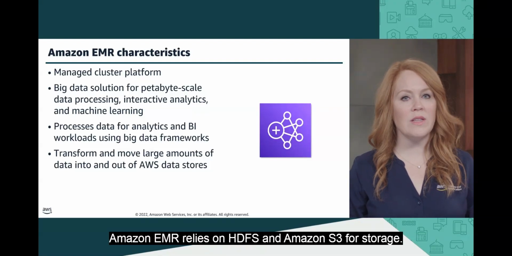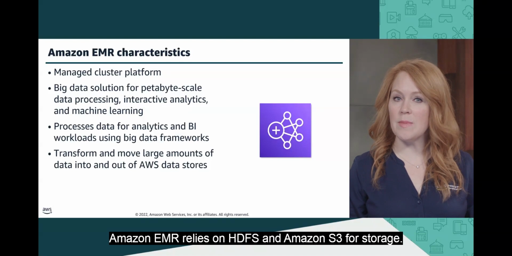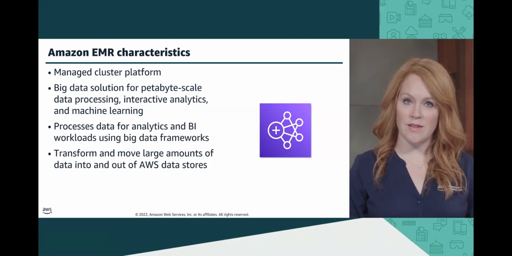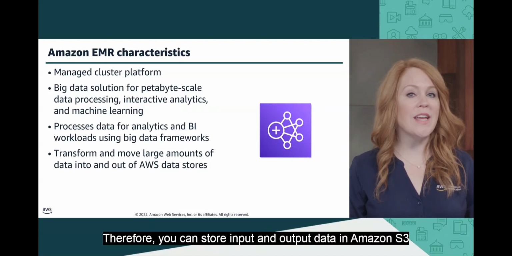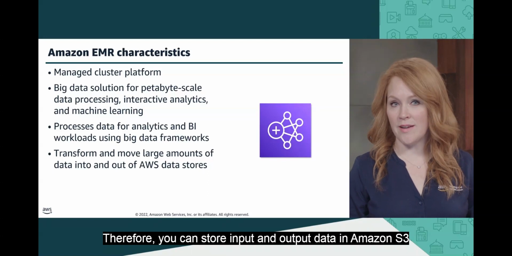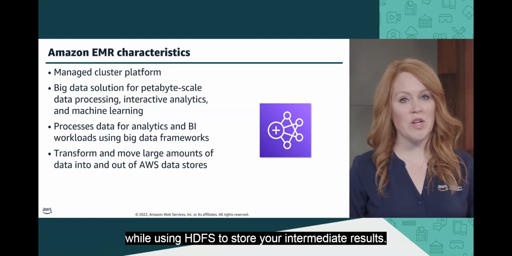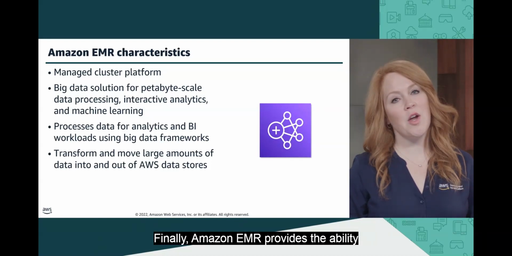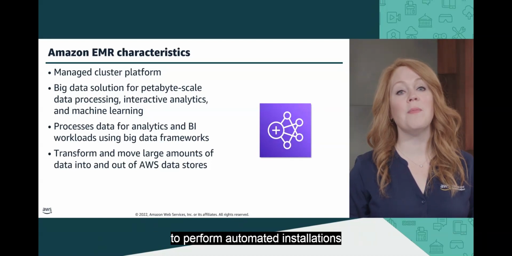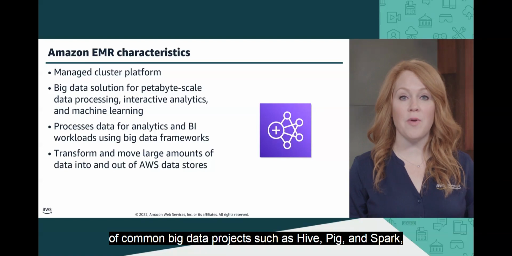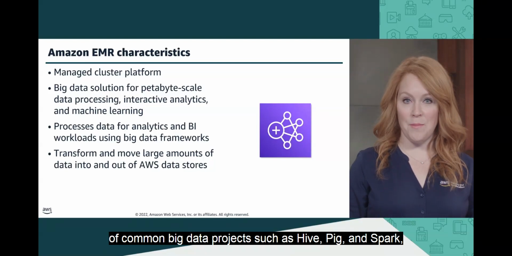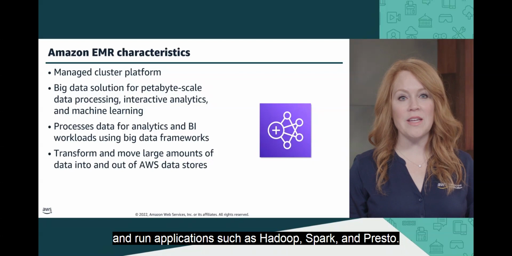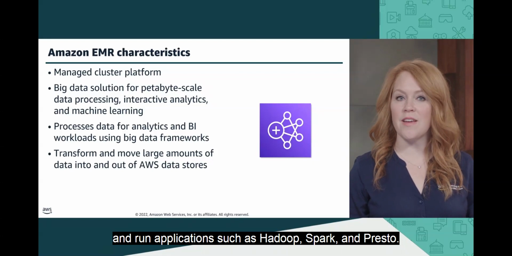Amazon EMR relies on HDFS and Amazon S3 for storage. Therefore, you can store input and output data in Amazon S3 while using HDFS to store your intermediate results. Finally, Amazon EMR provides the ability to perform automated installations of common big data projects such as Hive, Pig, and Spark, and run applications such as Hadoop, Spark, and Presto.